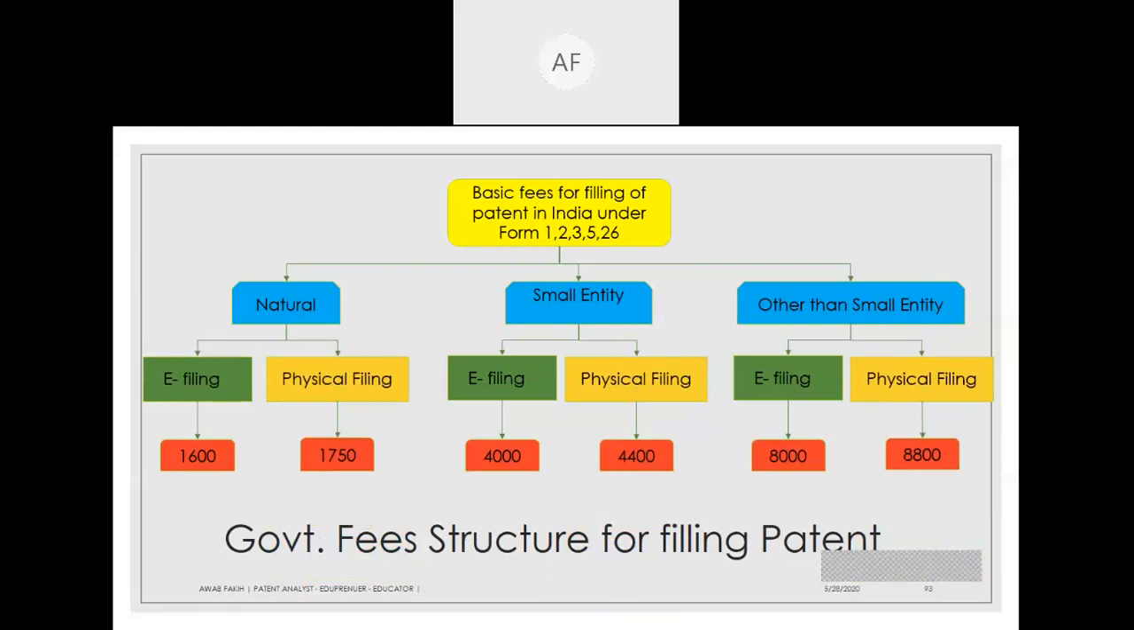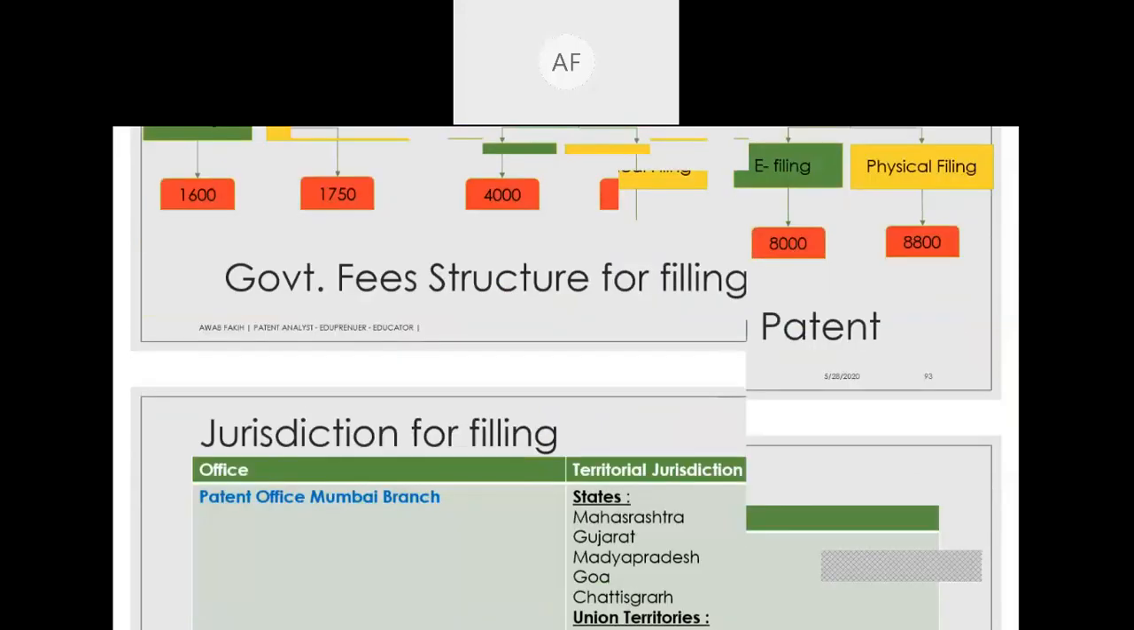For a natural entity, other than a small entity, we basically lie under a natural entity. Unless we are working with a startup or with a company for a research product, then we could lie under a small entity or other than a small entity. It depends upon your patent. It depends upon who is involved in the patent. So this is what the jurisdiction for filing is all about.